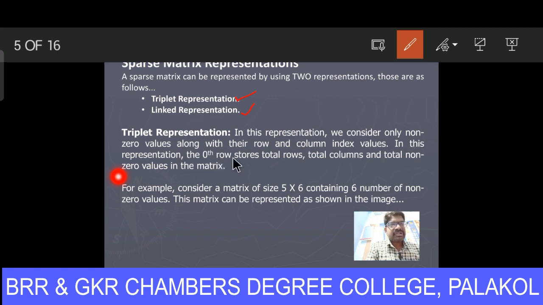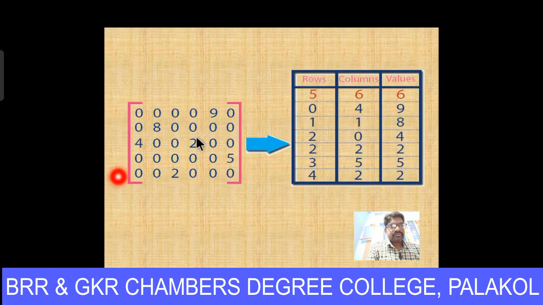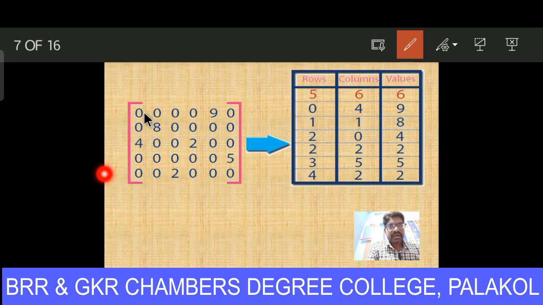In this representation the zeroth row stores the total rows, total columns and total non-zero values in the matrix. Let us consider an example of size 5 into 6 consisting of 6 non-zero values. This matrix can be represented as shown below. Here we have 6 columns and 5 rows. This is the 0th row, the first row, the second row, the third row, and the fourth row. And the columns are the 0th column, first column, second column, third, 4 and 5. So the matrix size is 5 by 6, that is 5 rows and 6 columns.